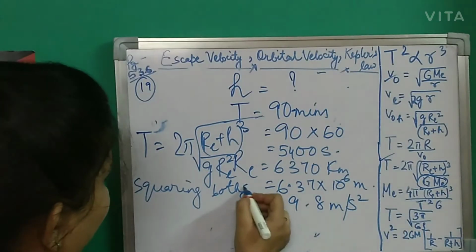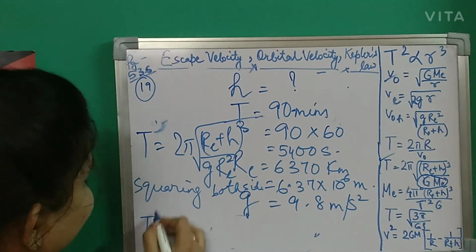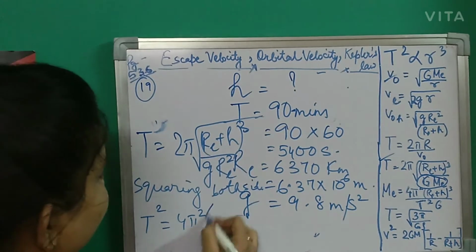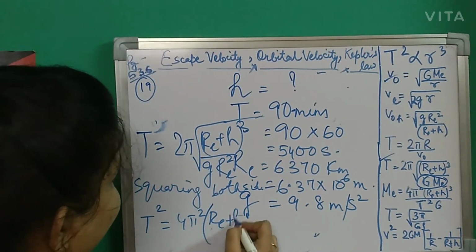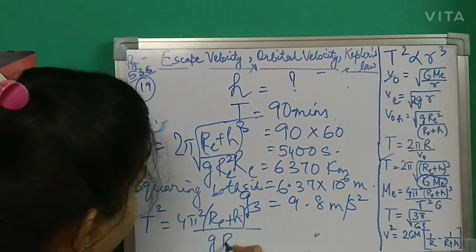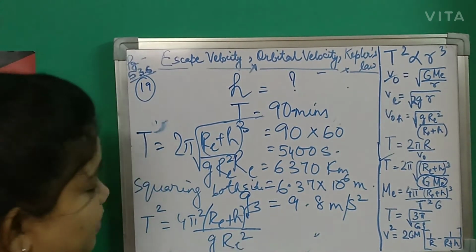So, squaring both sides, what will we get? T square is equal to 4 pi square. Now, the square root goes away, so you are left with (RE plus H) whole cube by G RE square. Now it has become easy for you.